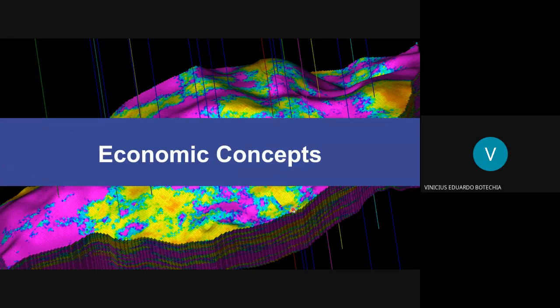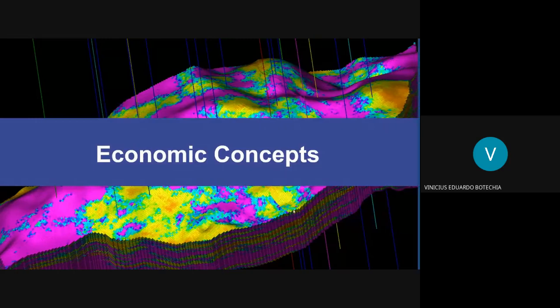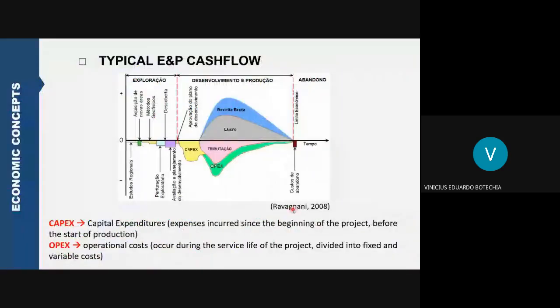Now we'll talk about some economic concepts that we will use afterwards. I'm going to talk about optimization and these things, right? I talked a little bit about NPV, but let's see in detail what it is. This is a typical E&P cash flow. This picture is also in Portuguese because I took it from this reference. I didn't translate it, but you have three main phases here, right?